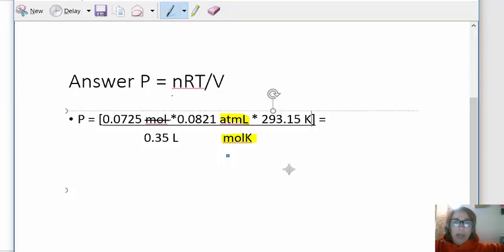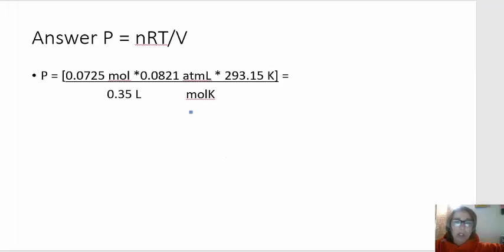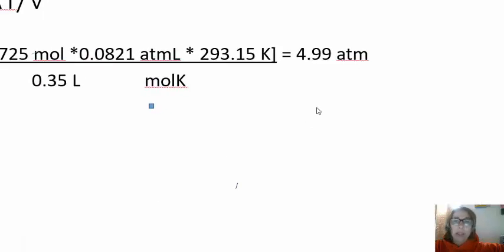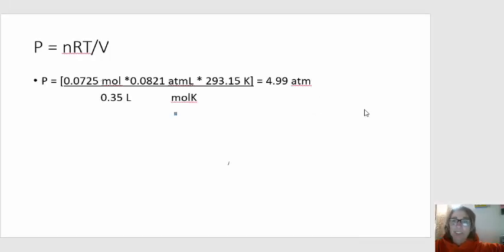So here are my moles, and my units of moles cancel out with moles for my R value in the denominator. Here is my unit for volume in my value of R, and liters cancels out because volume is in the denominator. And then my units of Kelvin cancel out from my temperature, because units of Kelvin are in the denominator of the R units. So everything cancels out except for my pressure unit, and that's what I'm solving for. So when I actually do the math, I get approximately 5 ATM. Let's see, this is a little large. So there you go.